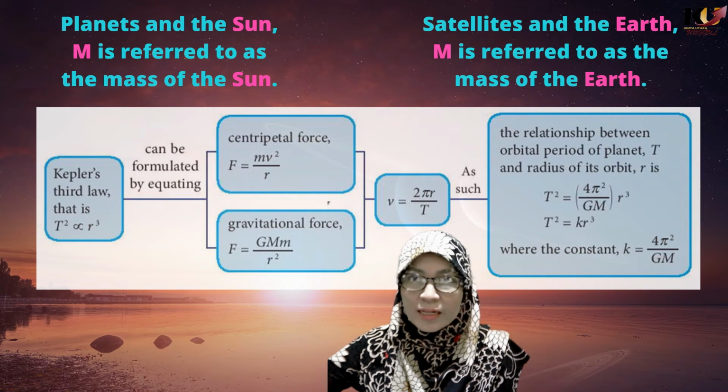Kepler's third law, that is T square directly proportional to r cube, can be formulated by equating centripetal force and gravitational force, and substituting v equal to 2 pi r over T. As such, the relationship between the orbital period of the planet T and the radius of its orbit r is T square equal to 4 pi square over GM times r cube, where the constant k equals 4 pi square over GM.